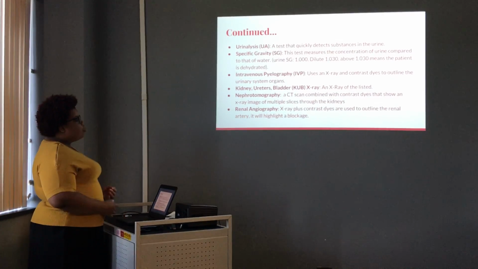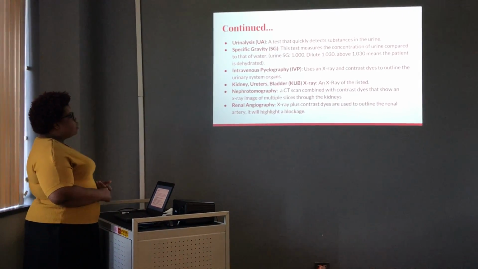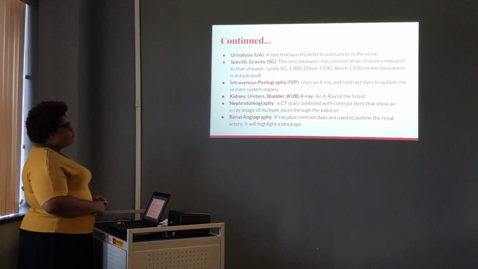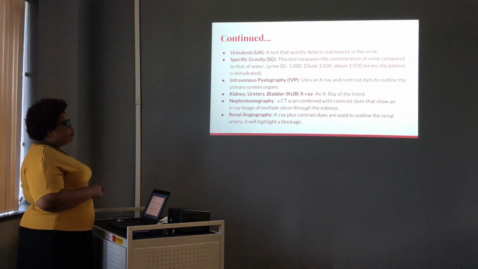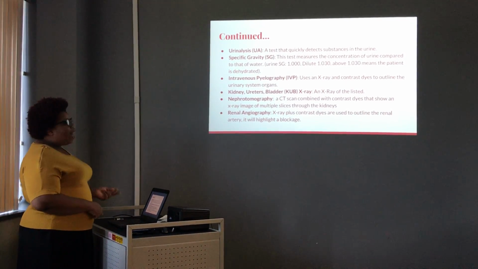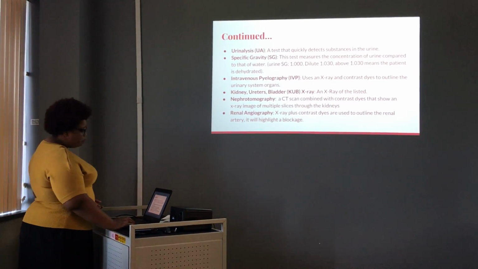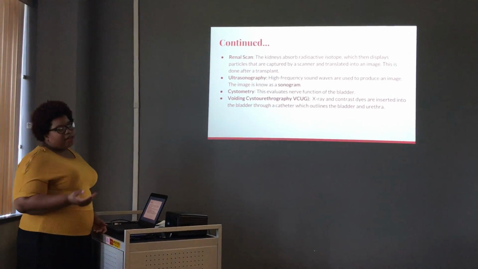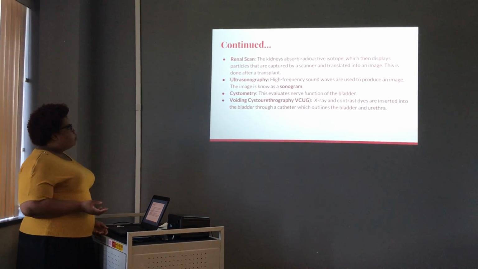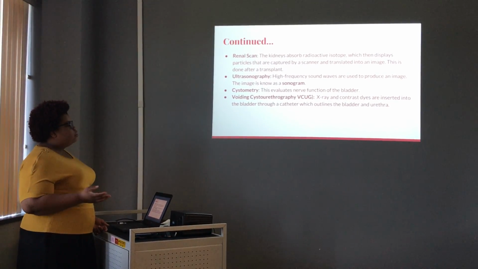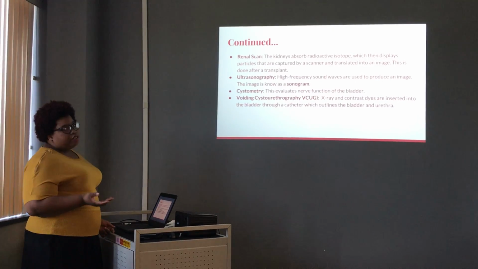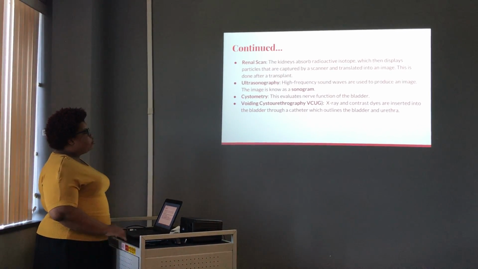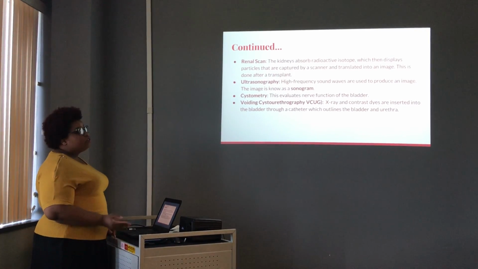Nephrotomography, a CT scan combined with contrast dyes, shows an X-ray image of multiple slices through the kidney. A renal angiography, X-ray plus contrast dye, is used to outline the renal artery, which will highlight if there's a blockage. A renal scan. The kidneys absorb a radioactive isotope, which displays particles that are captured by a scanner and translated into an image. This is done after a transplant. Ultrasonography uses high-frequency sound waves to produce an image. This is also known as a sonogram.